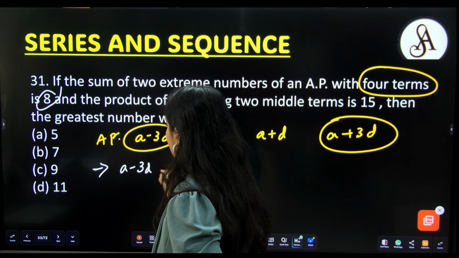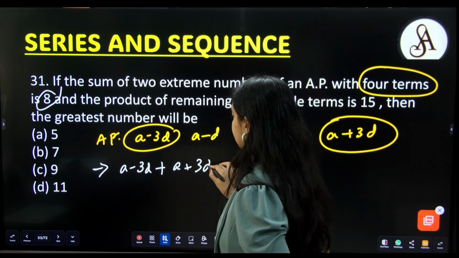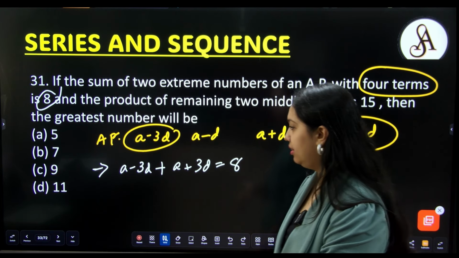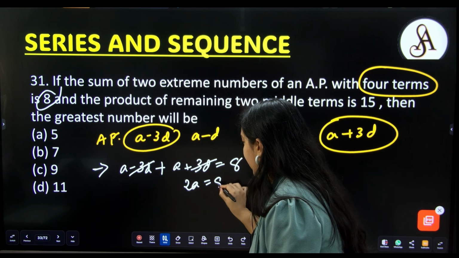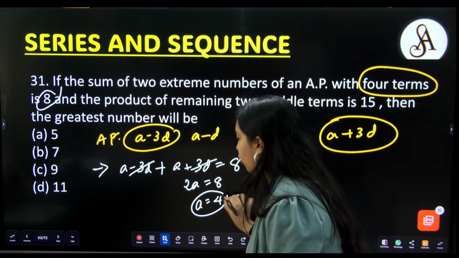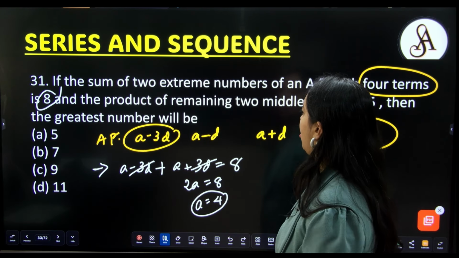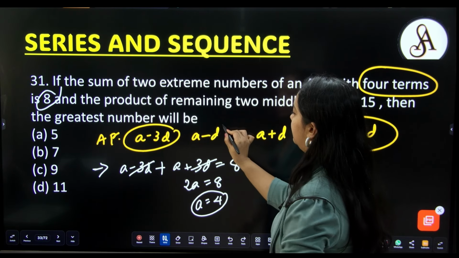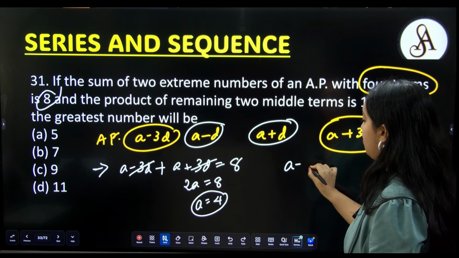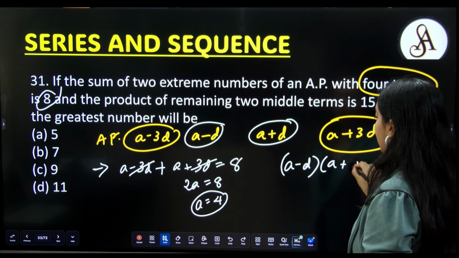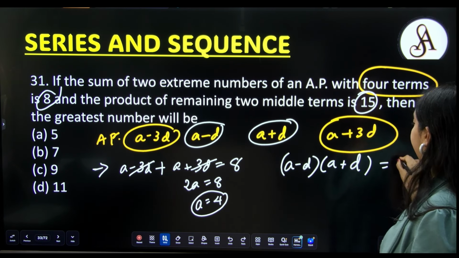A minus 3D plus A plus D. The sum is equal to 8. Checking this, I can cancel minus 3D plus D. So 2A is equal to 8, or A is equal to 4. I found the A value. Next, the product of the remaining two middle terms. So, for the two middle terms I have to take the product, which means A minus D, A plus D. The product value is given as 15.